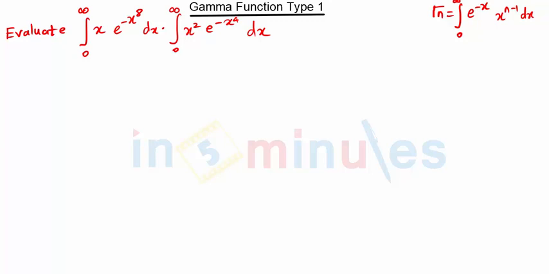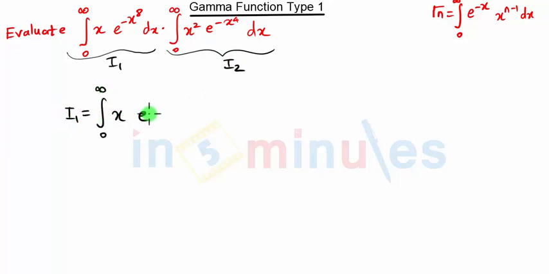So if you see here, we have two integrations. This is our one integration and this is our two integration. So we can solve these integrations individually. So this is our I1 and this is our I2. Let's consider I1. I1 is integration of 0 to infinity x e raised to minus x raised to 8 dx.